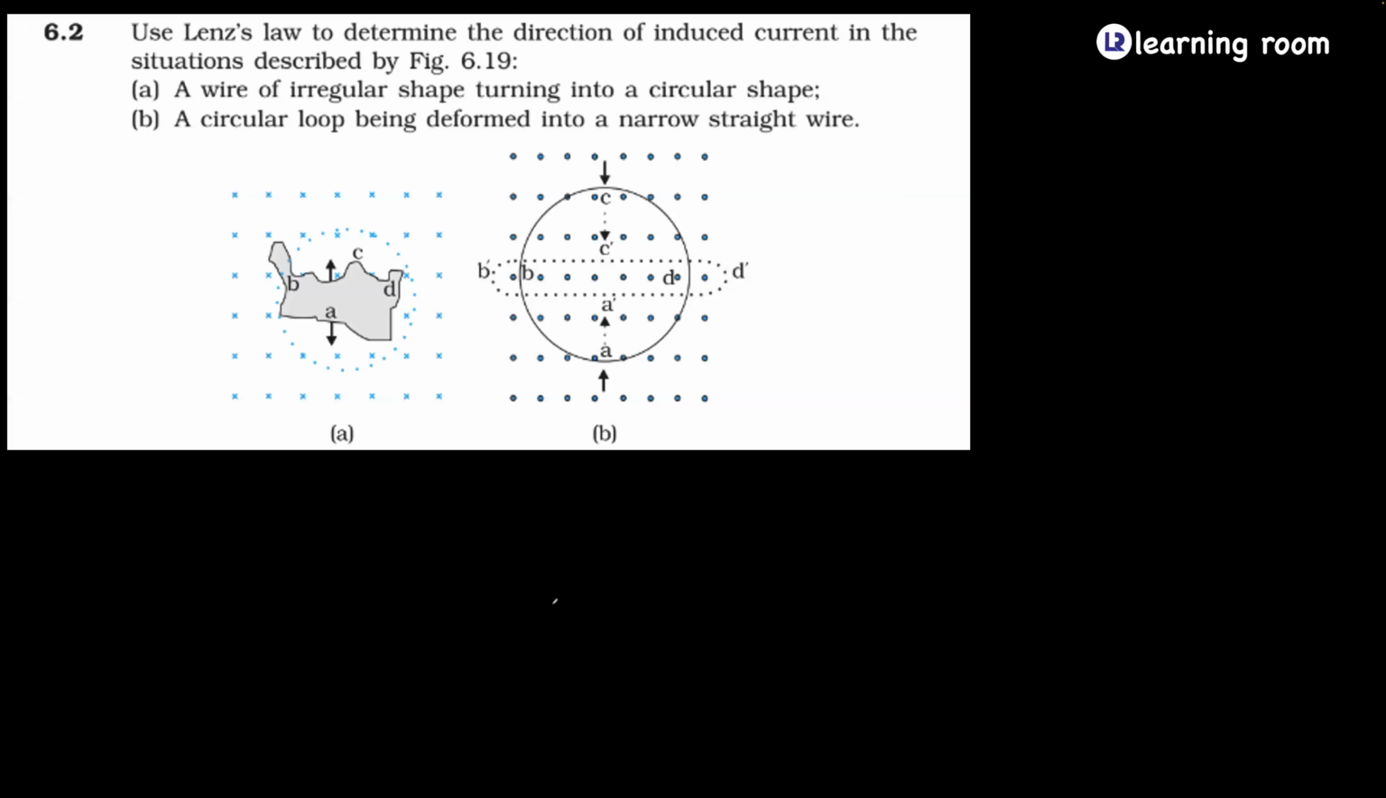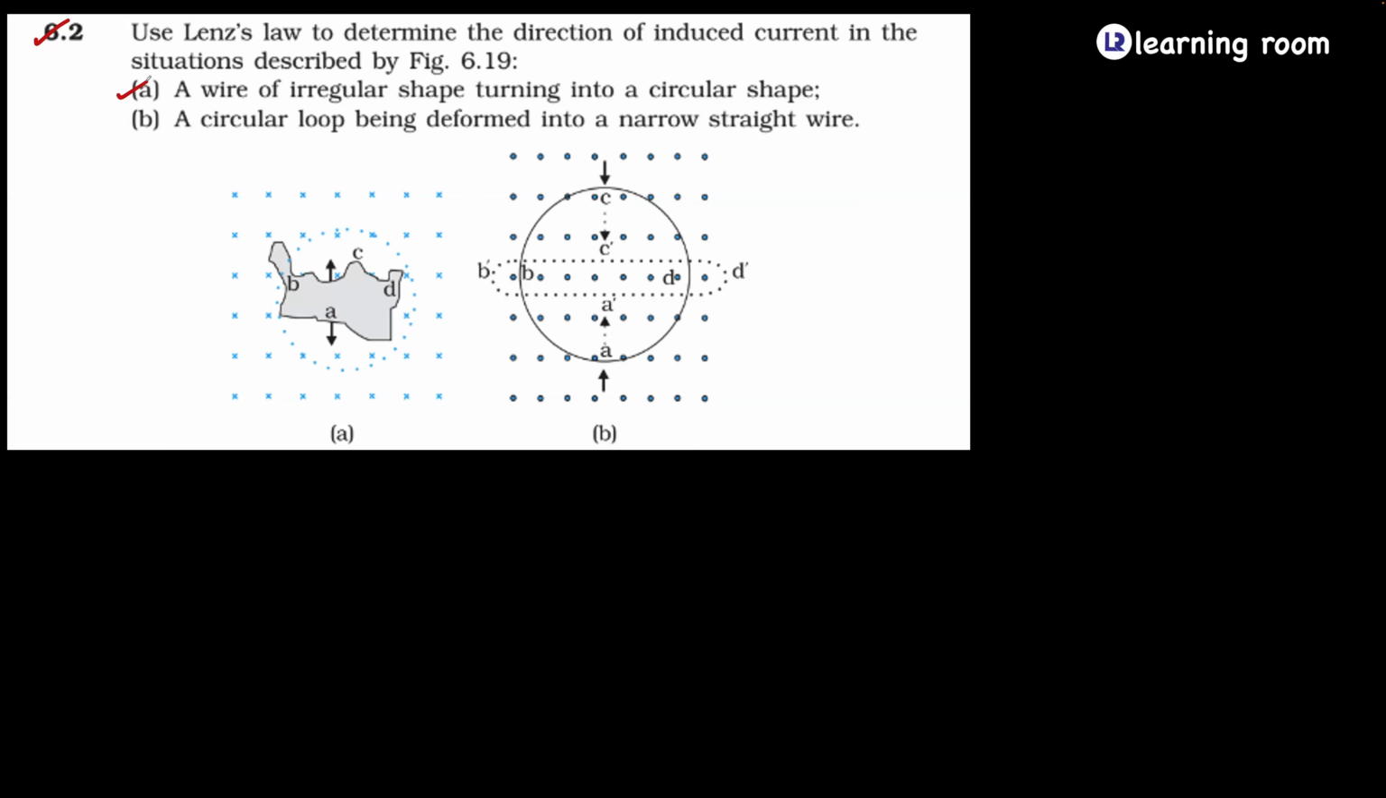Let's see. So let's do this. 6.2. Use Lenz's law to determine the direction of induced current in the situations described by figure 6.19. Okay. First is a wire of irregular shape turning into a circular shape. So there is a wire of irregular shape. It is turning into a circular shape.